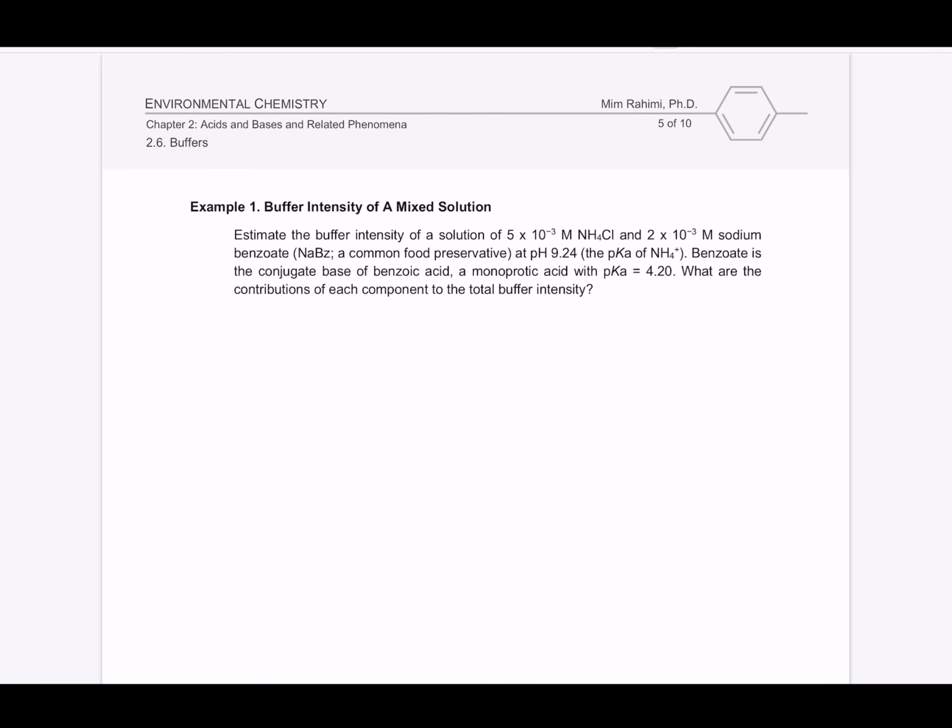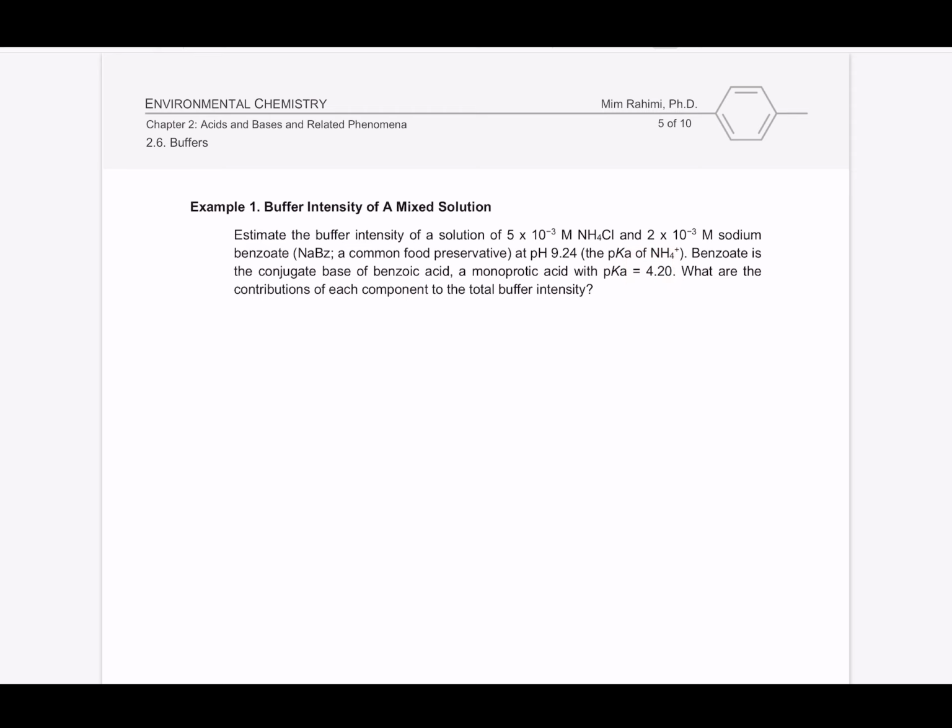So here we want to calculate for a real example. We want to estimate the buffer intensity of a solution that contains a salt of a weak acid. So basically this is 5 millimolar of ammonium chloride. And we also have a salt of another weak acid, which is sodium benzoate, a common food preservative. And we have a pH of 9.24, which is also the pKa of ammonia. So we know the pKa of benzoate is 4.2.